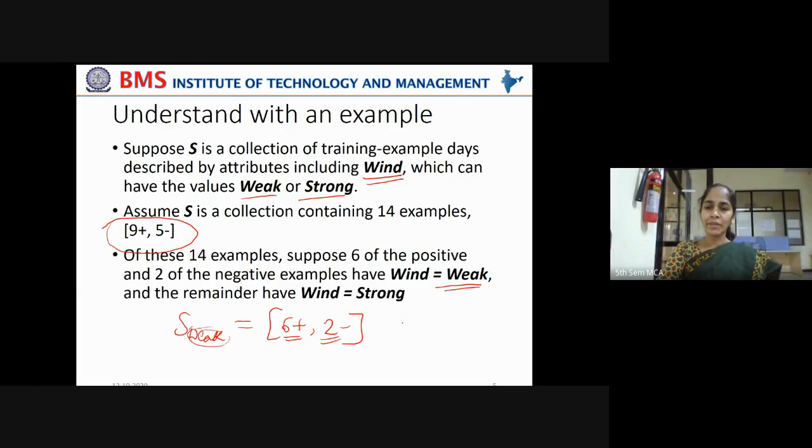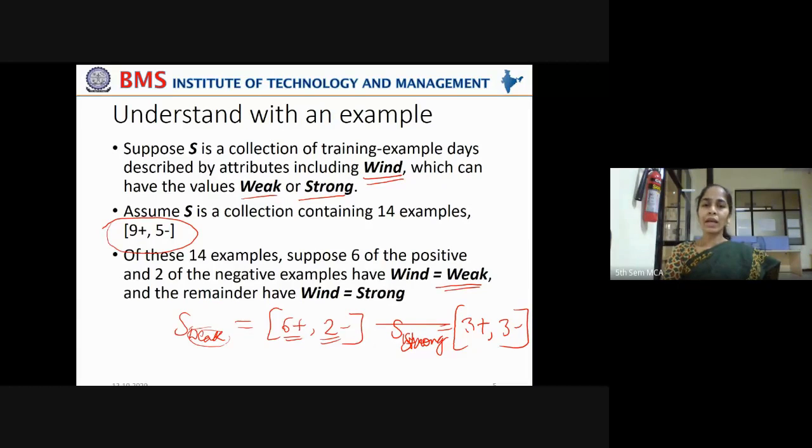In the same way, let us take the training examples where the wind value is strong. How many of them are there? The remainder, say 6, 7, 8, right? So 6 more examples are left out. So 3 positive examples and 3 negative examples have wind value as strong.